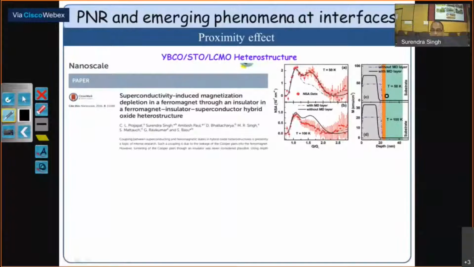This dashed line is the fit when we assume uniform magnetization for the whole LCMO layer. Suppose a magnetic dead layer model like this solid line, it didn't fit the PNR data, but when we assume a dead layer, it fits the data. So it is saying we found a magnetic dead layer formation at the interface below the superconducting transition.